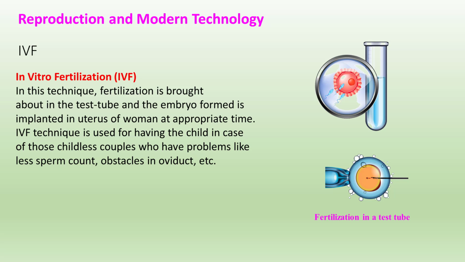The first technique, in vitro fertilization or IVF. In this technique, fertilization is brought about in a test tube and the embryo formed is implanted in the uterus of the woman at the appropriate time. The IVF technique is used for having a child in case of those childless couples who have problems like low sperm count, obstacles in the oviduct, etc.